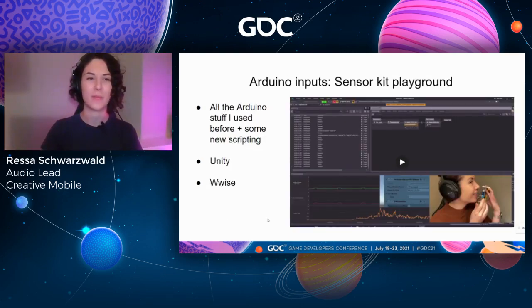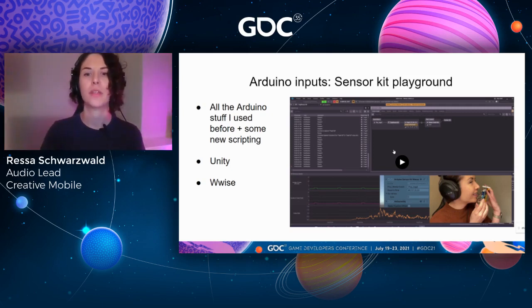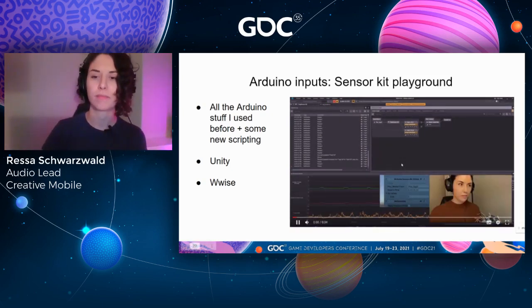And the next project was a bit simpler. I just got a sensor kit from the Arduino store. It consisted of several sensors and some new sensors like the humidity and temperature sensor, which I also used in this project. So I got all the Arduino stuff I used before, and I made some new scripts. So here's what I got.